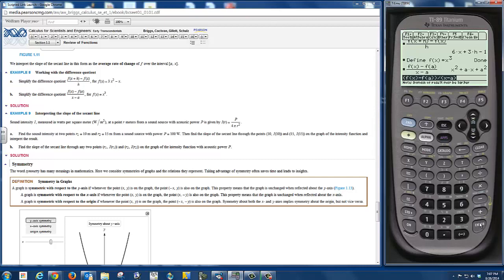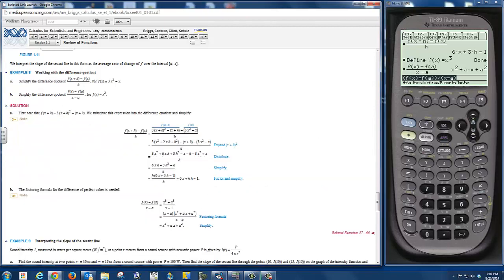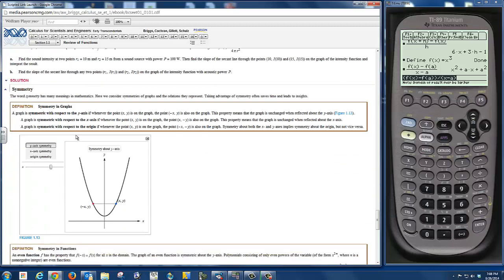And x squared plus ax plus a squared. Let's go check. x squared plus ax plus a squared. So we do get the same answer. Okay. So that's working through the section.